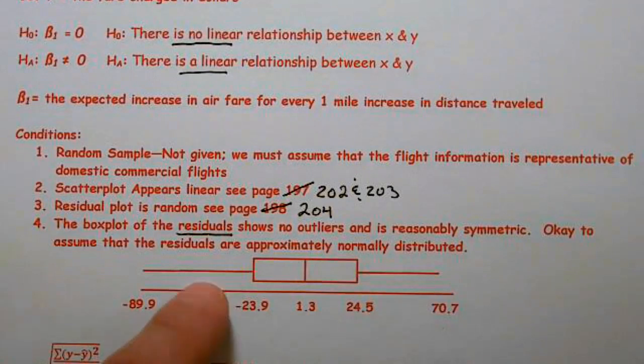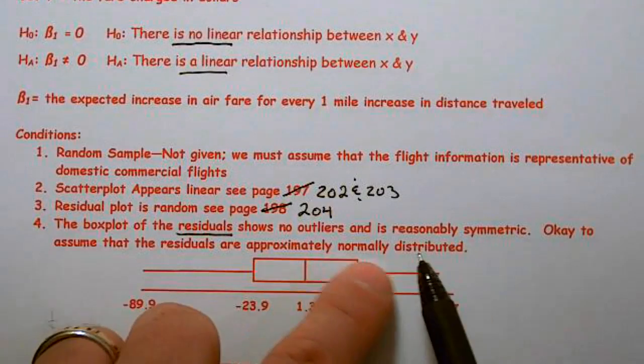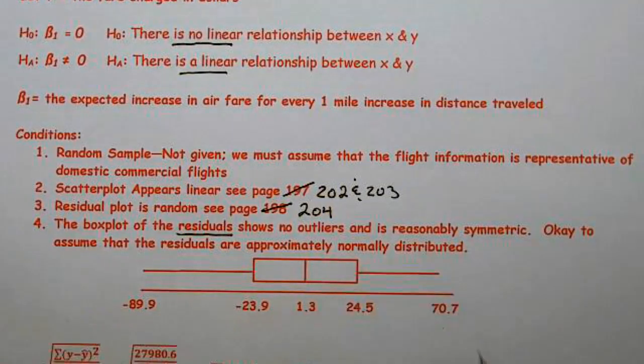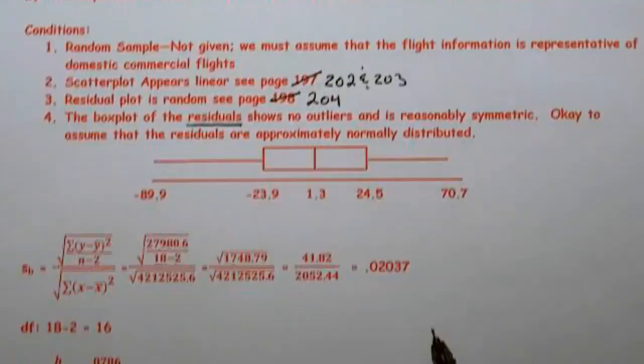And when I look at that, it's like, you know what? I don't see any outliers. This appears to be reasonably symmetric. It's okay to assume that the residuals are approximately normally distributed. All right. If you had more than 30 values, then you'd be good to go. But here we didn't. Here we only had 18.